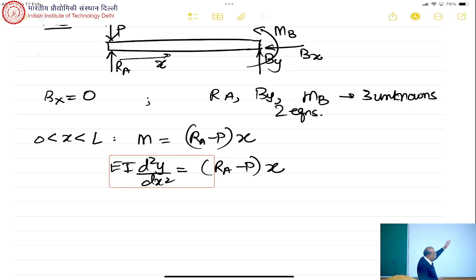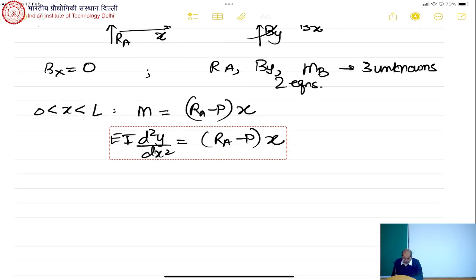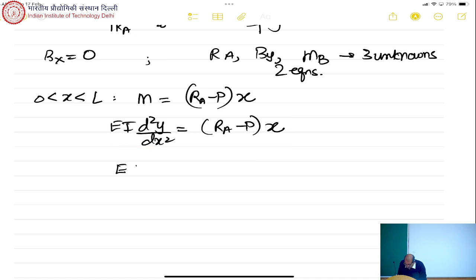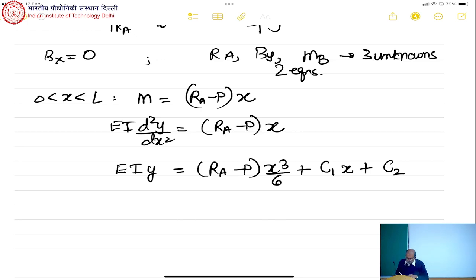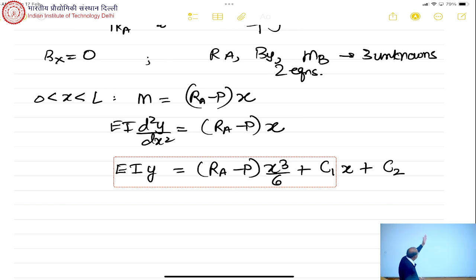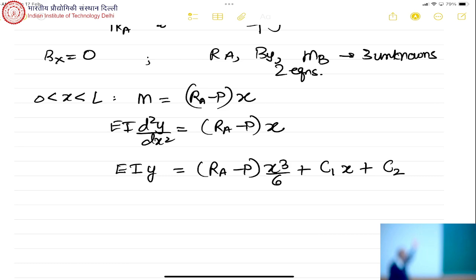Now, I don't know RA. P is given to me, so I continue to integrate this, and EI times y is equal to RA minus P... So now in this expression, I don't need to write y1 and y2 because it's the same shape. There are three unknowns, RA, C1 and C2.